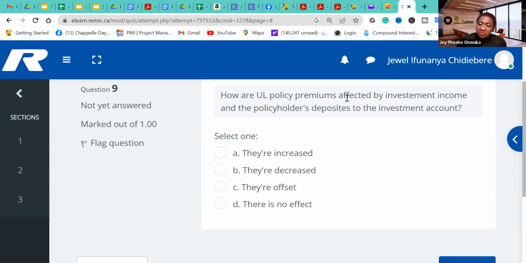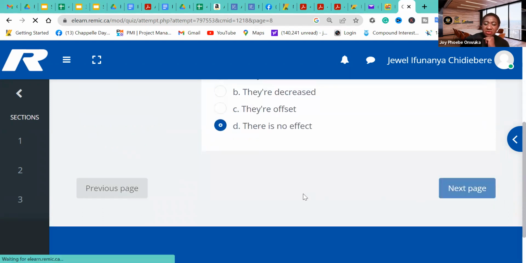Premiums, they are increased, they are decreased, they are offset, there's no effect. I'll just go with no effect. Then I'm not sure. We'll see the answer and the rationale. Okay.